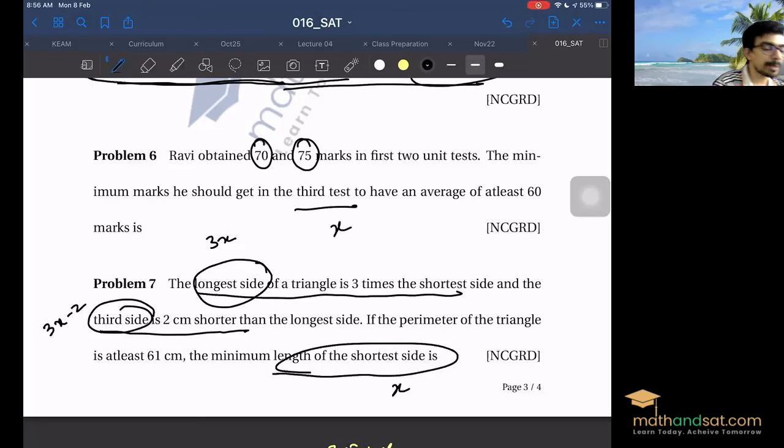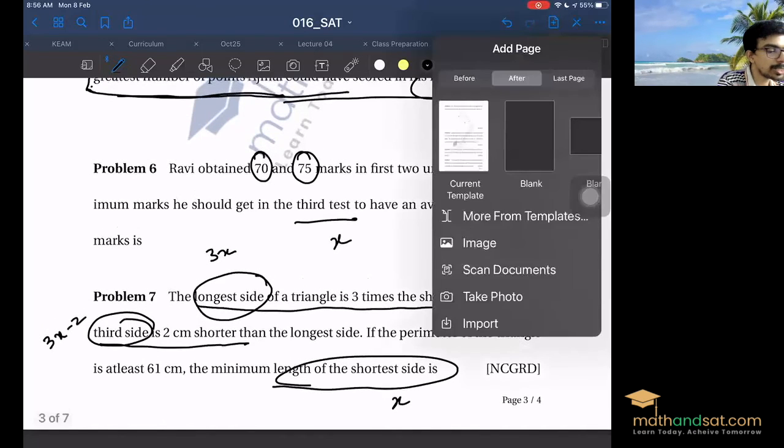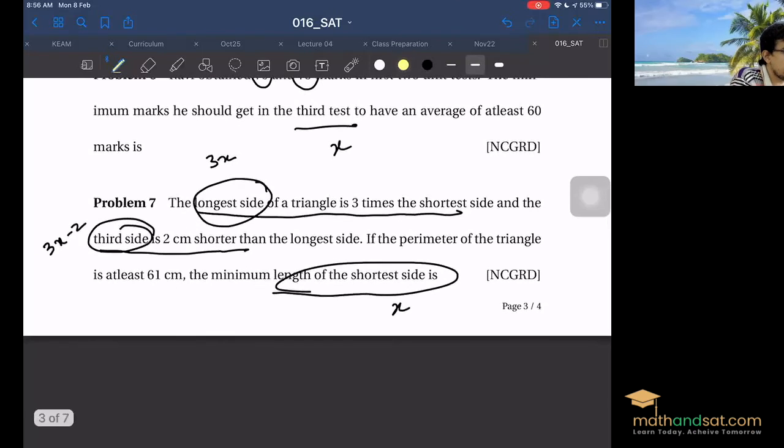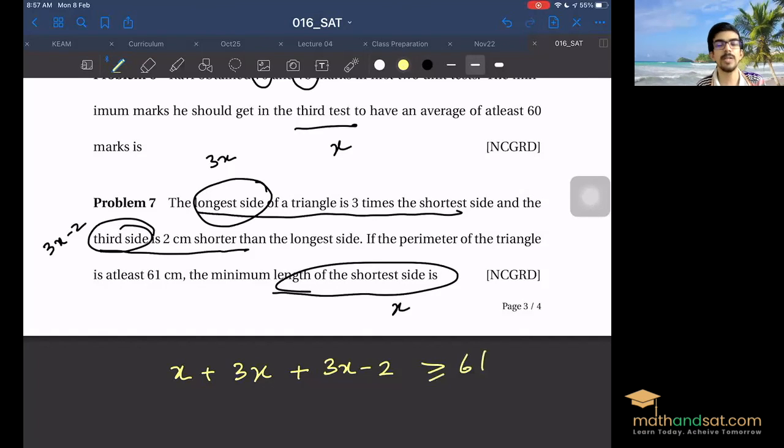So you write the expression for perimeter. The perimeter is the sum of all sides. So we have the shortest side x, the longest side 3x, and the third side 3x minus 2, and the sum is the perimeter. It has to be greater than or equal to 61. Why do we have greater than or equal to? Because the perimeter is given to be at least 61, which means the minimum value is 61, which means it is 61 or more, which means it is greater than or equal to 61.